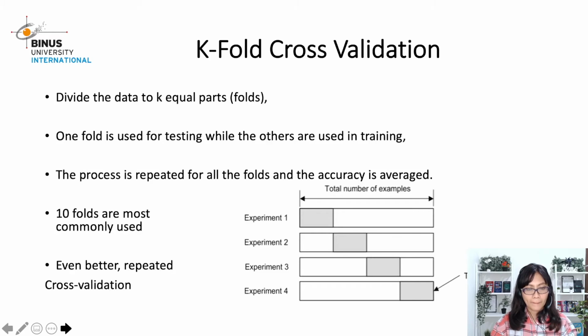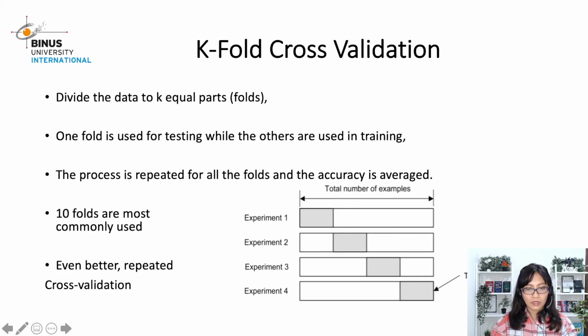And then the next technique is called k-fold cross-validation. You need to divide the data into k equal parts, or folds. One fold is used for testing, while the others are used for training. The process is repeated for all the folds and the accuracy is averaged. 10-fold cross-validation is most commonly used. Even better, we can do repeated cross-validation.